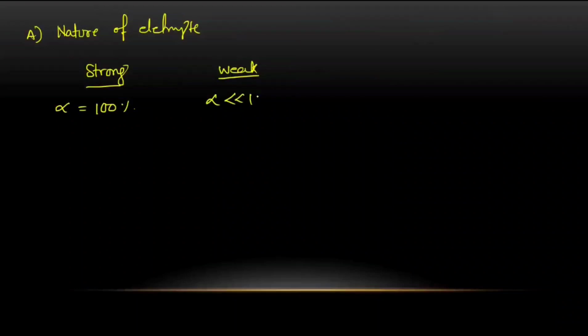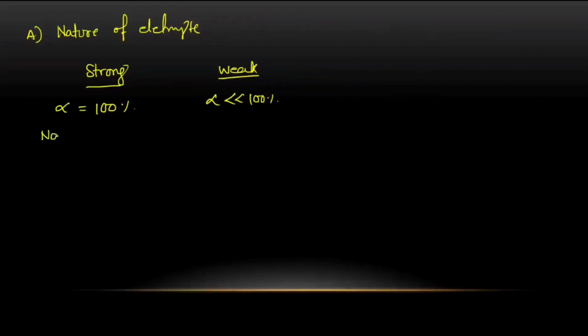So our first factor, nature of electrolyte. Suppose I have one electrolyte that is a strong electrolyte and another electrolyte that is a weak electrolyte. Then we know for strong electrolytes, degree of dissociation is 100%. For weak electrolyte, degree of dissociation is very, very less than 100%, isn't it? So what does this mean?